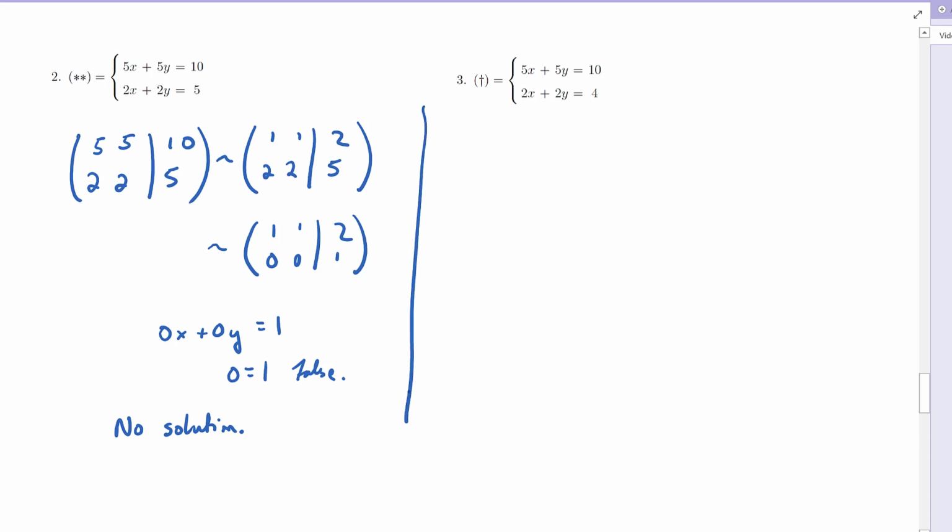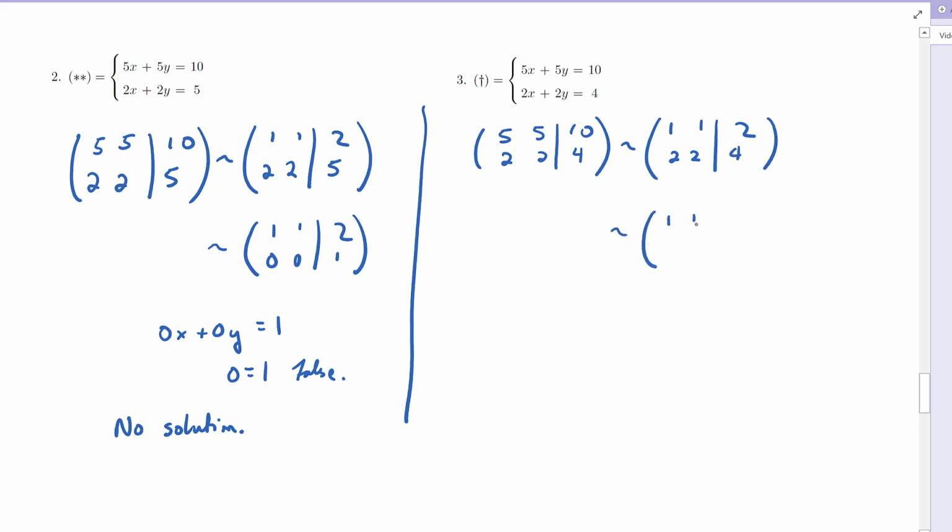Okay. Let's go ahead and look at number 3 here. So this is a similar problem as far as setup is concerned. We get 5, 5, 10, 2, 2, 4. We go through to do the matrix row operations. We divide the first row by the coefficient of this first pivot position, 5, so we end up with 1, 1, 2, 2, 2, 4. Now we want a 0 in this position, so we multiply our pivot row by -2 and add down, and when we do so we end up with 0, 0, 0.